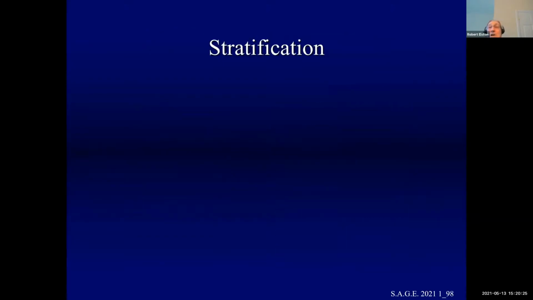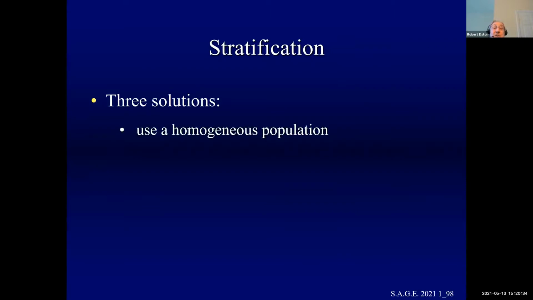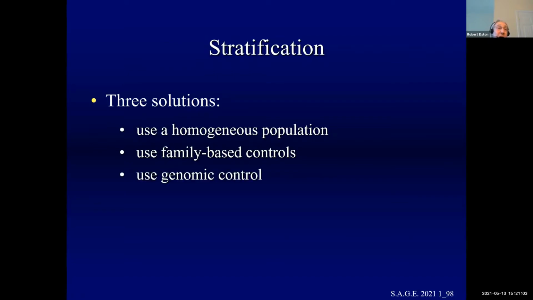Stratification, heterogeneity. What are we going to do about it? Well, there are 3 solutions. One is to use a homogeneous population. Well, suppose you don't have a homogeneous population. Then you can use family-based controls, because if they're family-based, they're much more likely to be more homogeneous. The other thing you can do is use genomic control. We'll talk about these 3 now.